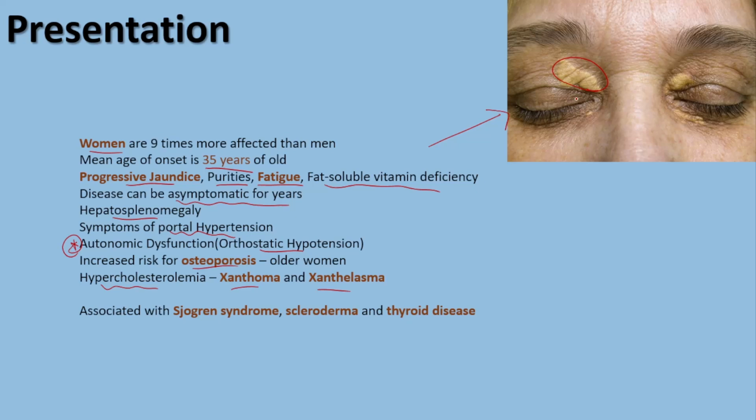This is called xanthelasma. And another point about this disease is that primary biliary cirrhosis is associated with other autoimmune diseases like Sjogren's syndrome, like scleroderma and thyroid diseases. So you're expected to see a patient with signs and symptoms of primary biliary cirrhosis and Sjogren's syndrome, dry mouth, dry eye, scleroderma, or thyroid disease. Usually they have hypothyroidism when thyroid diseases are associated with primary biliary cirrhosis.